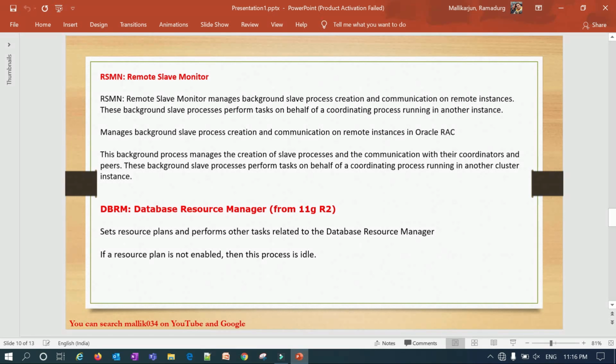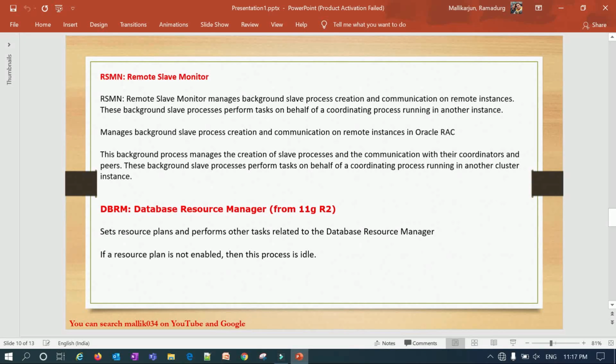And once everything is done, that process will give back all the detailed information to the master or coordinator process, which is running on node 1. That is the concept here, distributed transactions, I can say, right?